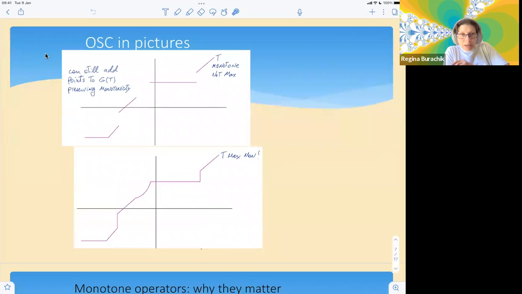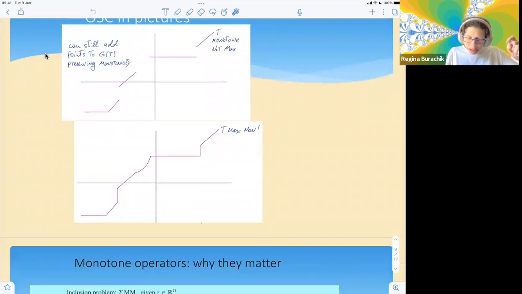So for example, how do you see this outer semi-continuity in pictures? So this operator here is monotone, but it's not maximal, because you can still add some points, and you have many ways of adding them. In this case, you have a single way of adding them, but in this case, you can add them in as many ways as you can, just preserving the monotonicity, right? So this gives you an idea, at least for functions from R to R, of how these maximally monotone operators look.